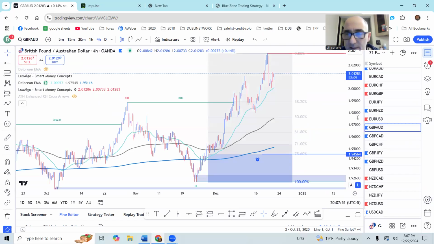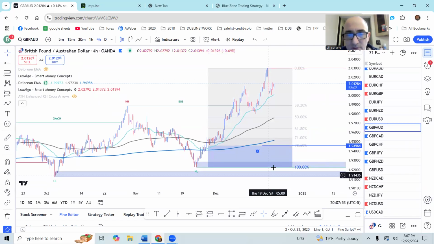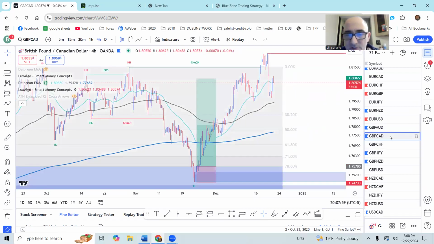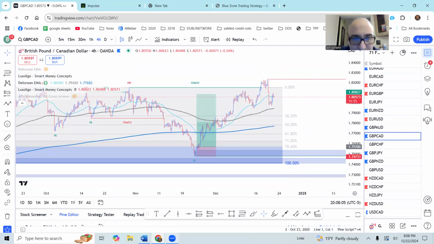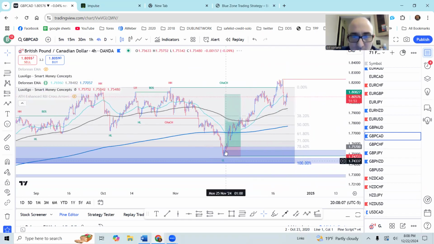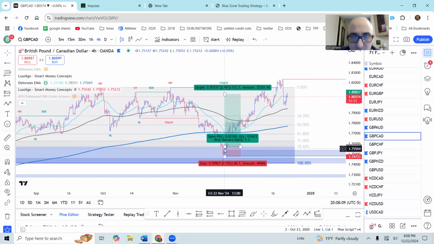GBP/AUD is bullish with an alert set here at 1.94564. GBP/CAD is also bullish. Again, this one was an opportunity. We had an opportunity to take a trade last week here. It looks like that trade would have gone off Friday. Well, actually, this was a couple weeks back, Friday, November 22nd.